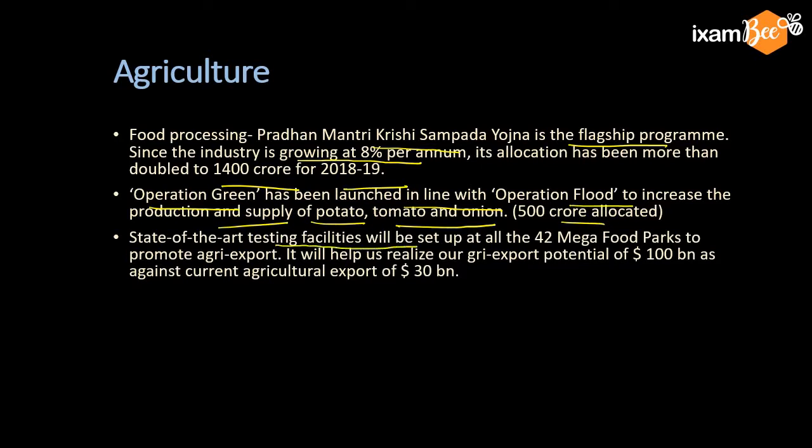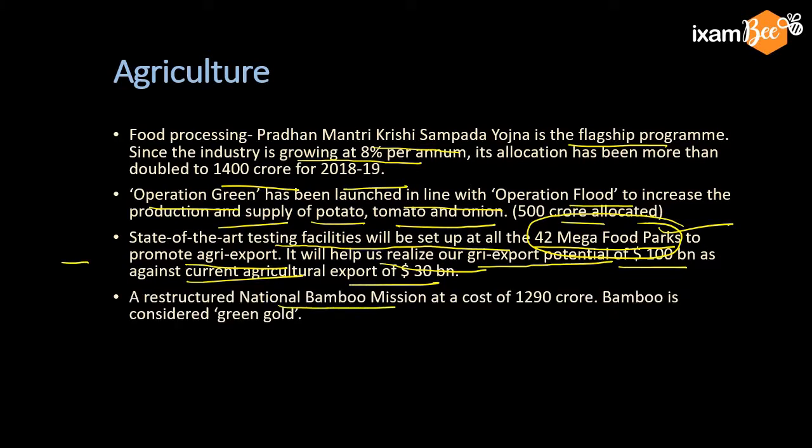State-of-the-art testing facilities will be set up at all 42 mega food parks to promote agri-export. It will help us realize our agri-export potential of 100 billion as against the current agriculture export of 30 billion. The government is actually pushing a lot for mega food parks to promote agriculture export. The National Bamboo Mission at a cost of 1,290 crore is restructured, and bamboo is considered as green gold.